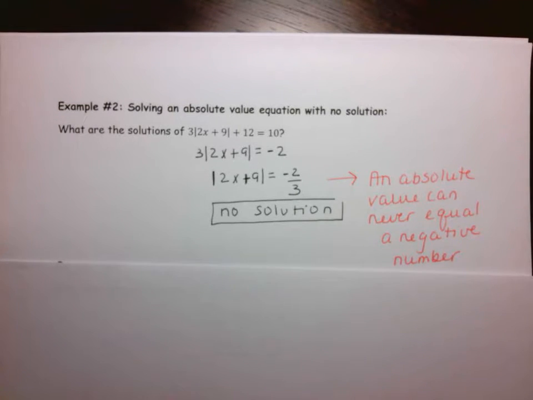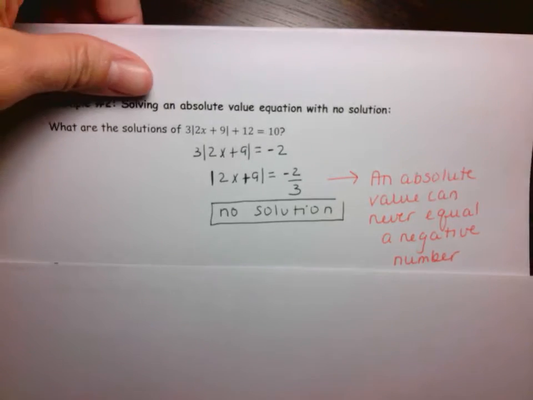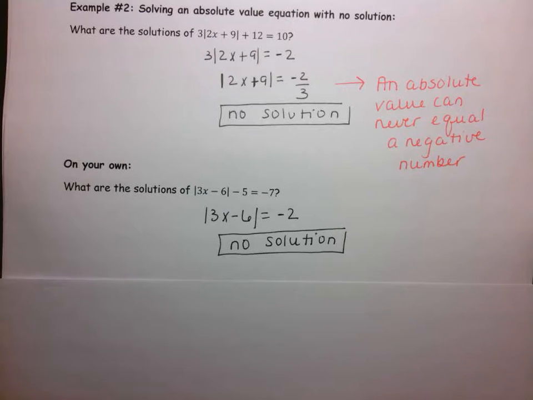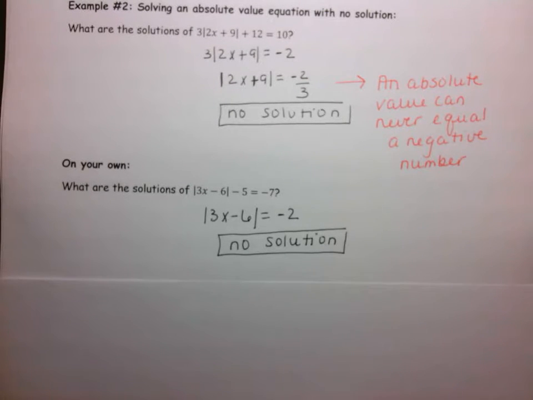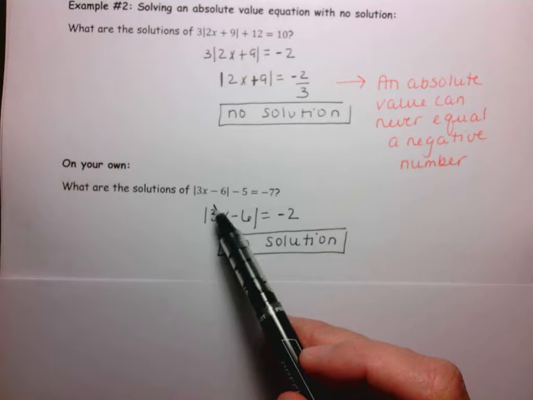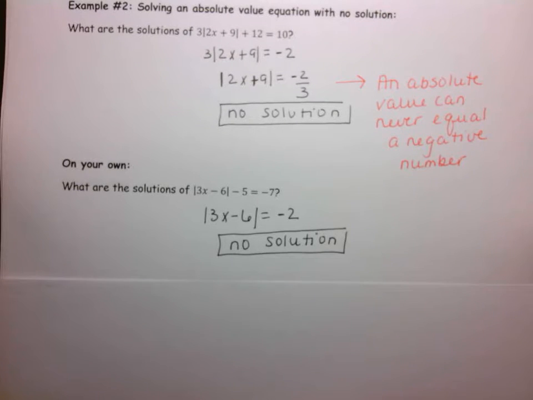So go ahead and hit pause and work out the next one. Okay, when you work out the next one, you have the absolute value of 3x minus 6 equals negative 2. Again, no solution, because the absolute value of any number can never equal a negative. But what did I do to get this? I said I want to get the absolute value bars by themselves. So what am I going to do? I'm going to add 5 to both sides.